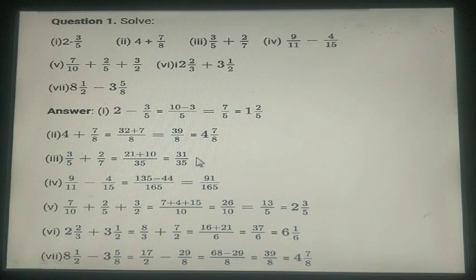Now children, this is a proper fraction as it is, so you have to stop it here only. This is your answer. The next sum is 9 upon 11 minus 4 upon 15. The LCM of 11 and 15 is 165. The same procedure, 165 divided by 11 multiplied by 9 will give you 135. 165 divided by 15 multiplied by 4 will give you 44. 135 minus 44 will give you 91 upon 165.